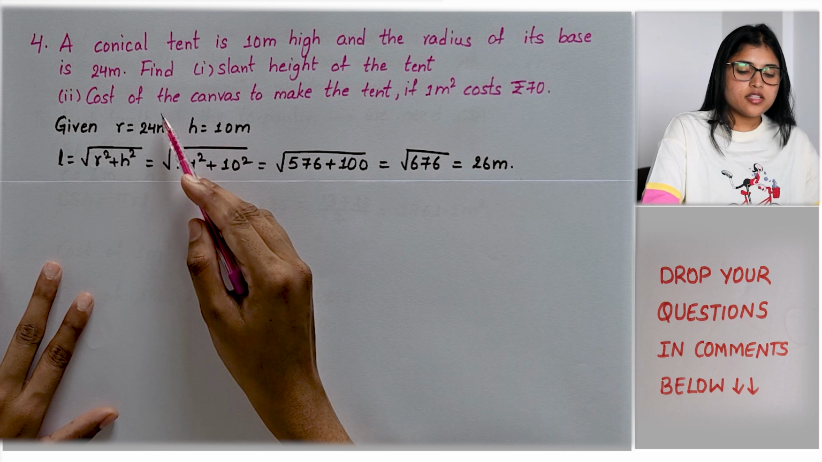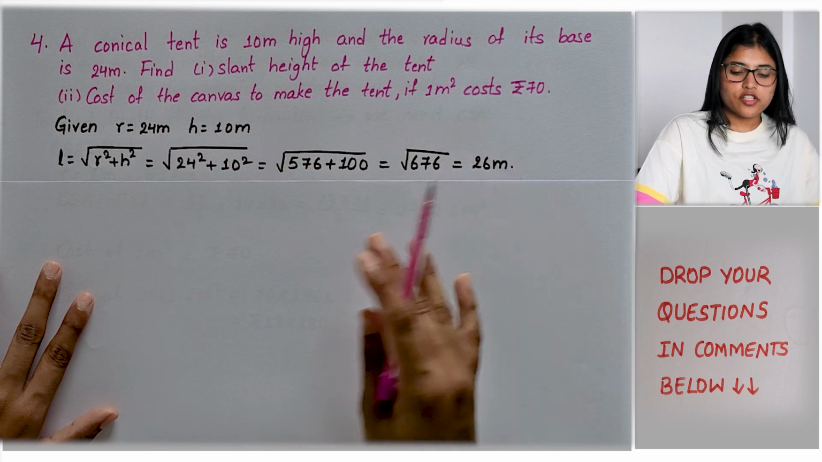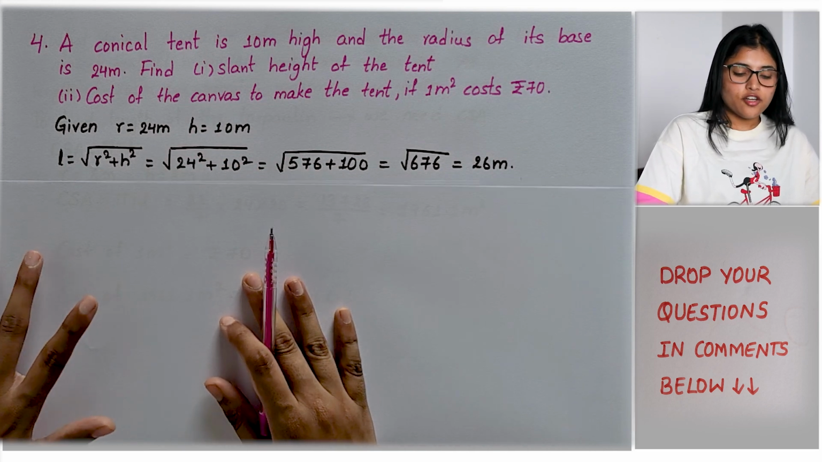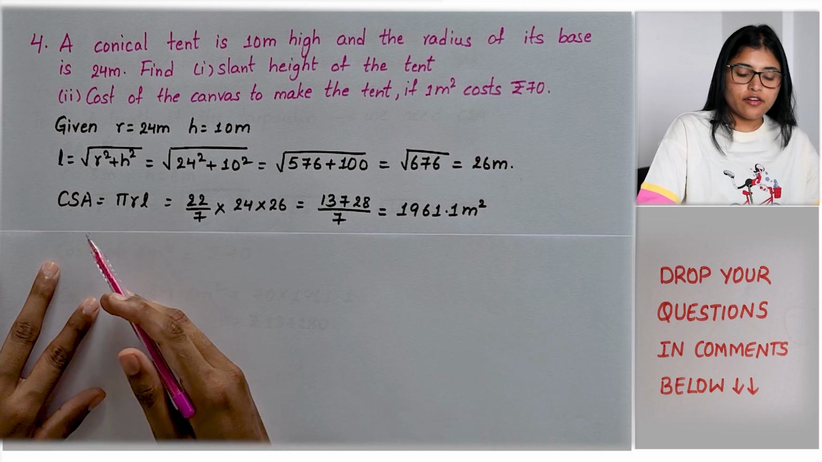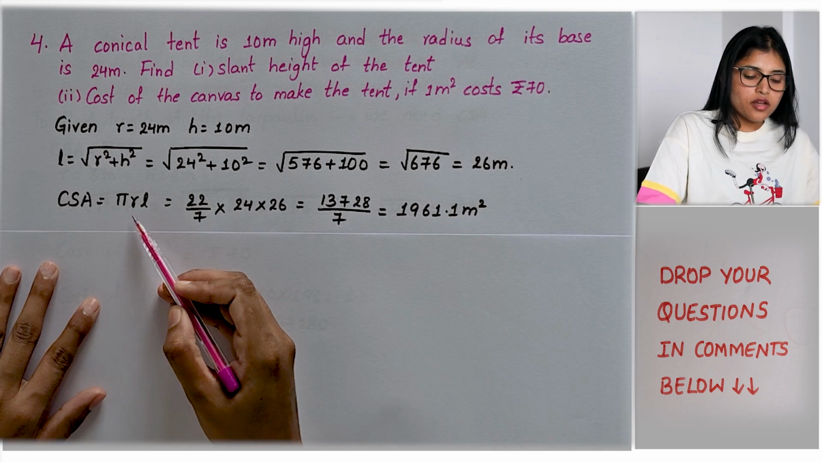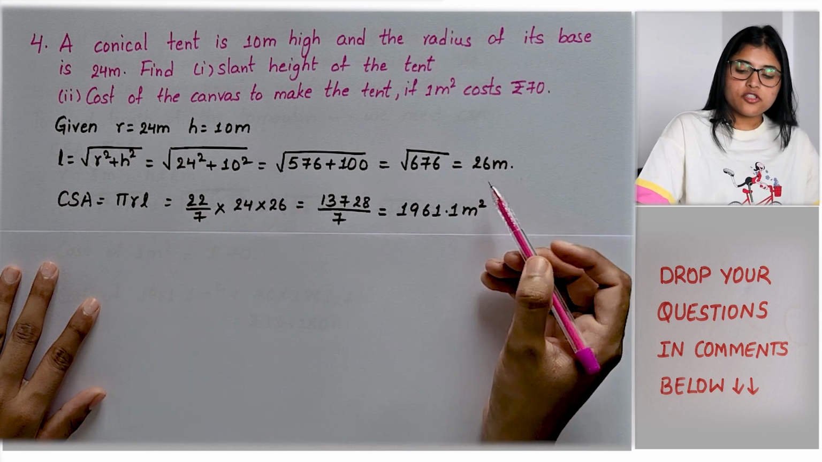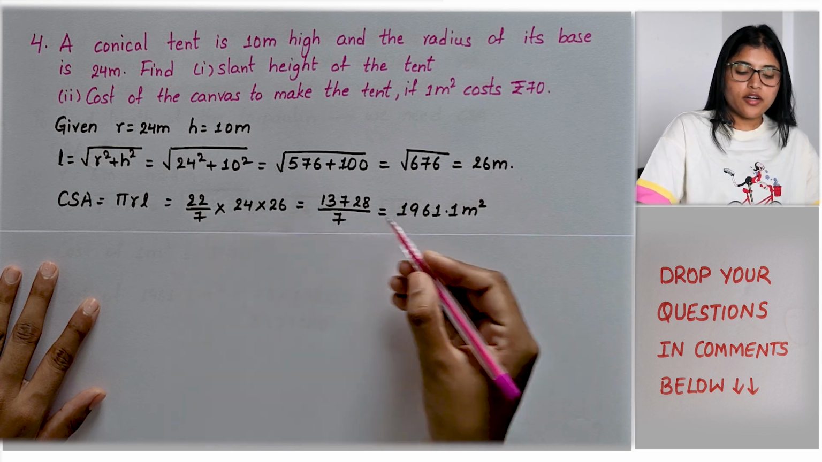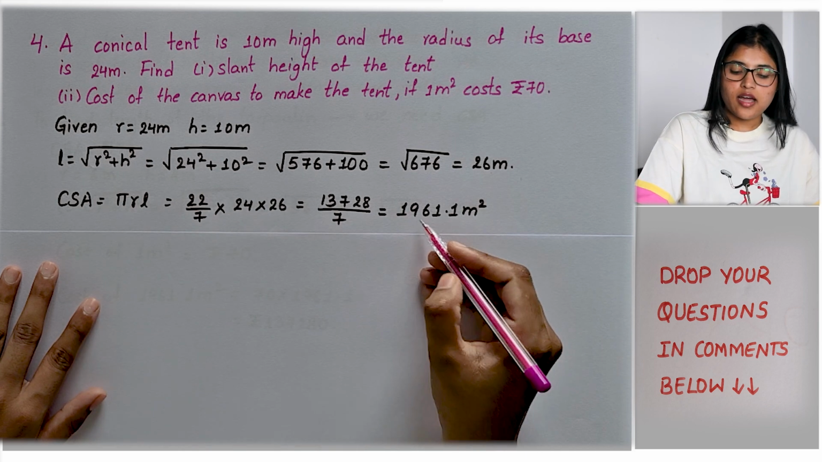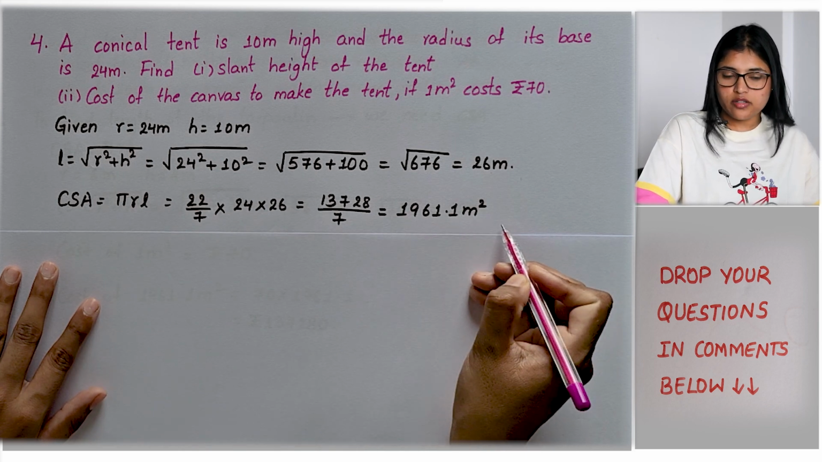Now the second part is asking us to find the cost of the canvas to make the tent. For that I need to find the curved surface area of the tent first, which is given by the formula pi into R into L. Upon substituting the value of L that I got, I get this curved surface area as 1961.1 meter square.